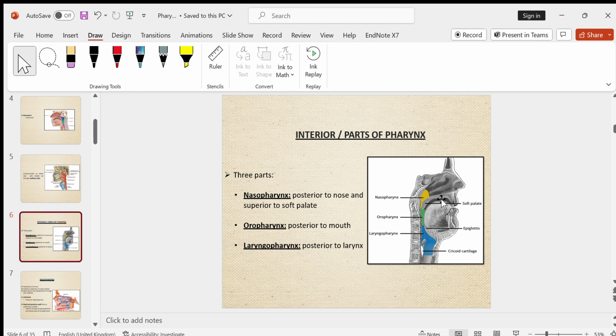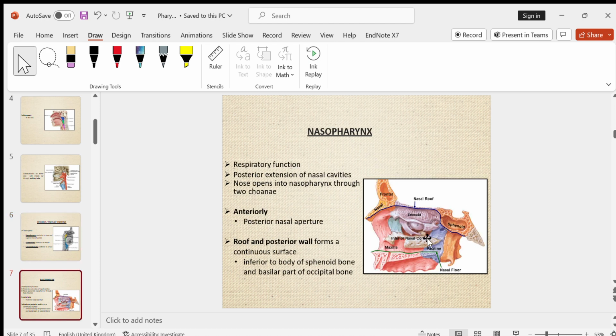The various parts of the pharynx, as I have already told you in the previous slides, are the nasopharynx behind the nose, the oropharynx behind the oral cavity, and the laryngopharynx behind the larynx. So first of all, we'll discuss the nasopharynx. Of all the parts of the pharynx, as I told you in the first slide, this is the initial part of the alimentary tract.